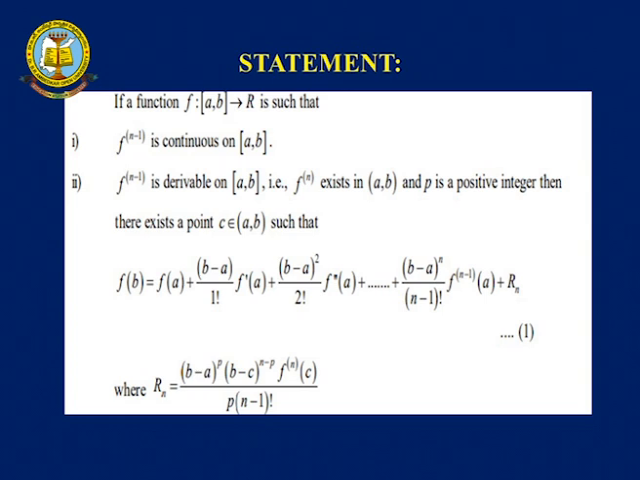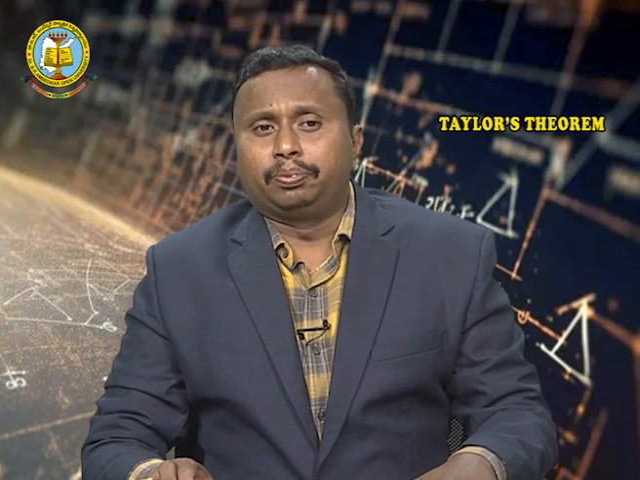Here R_n is the remainder. What does the remainder mean? It is (b minus a) whole power p into (b minus c) whole power n minus p, and f^(n) of c, by p into (n minus 1) factorial. So this is the statement of Taylor's theorem. Okay, now let us go to the proof.